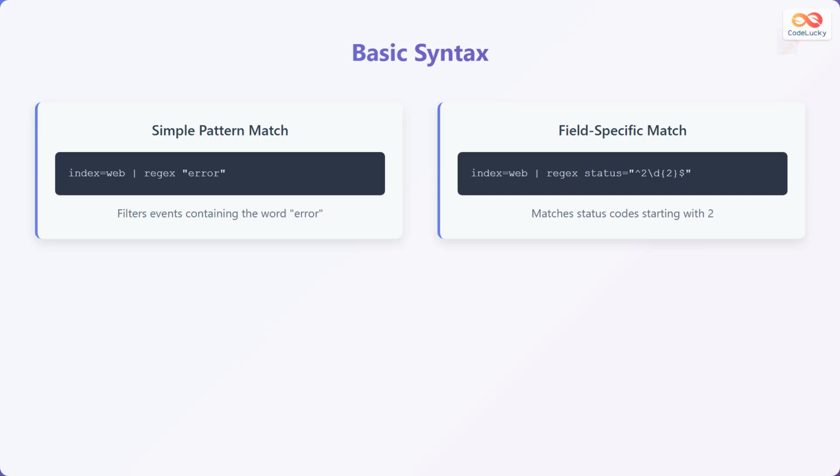Let's start with the basic syntax of the regex command. For simple pattern matching, you can use index equals web pipe regex followed by your pattern in quotes, such as error. This will filter events containing the word error anywhere in the raw event data. For field-specific matching, you specify the field name followed by an equals sign and your pattern. For example, regex status equals ^2\d{2}$ matches status codes that start with the number 2, like 200, 201, or 204.